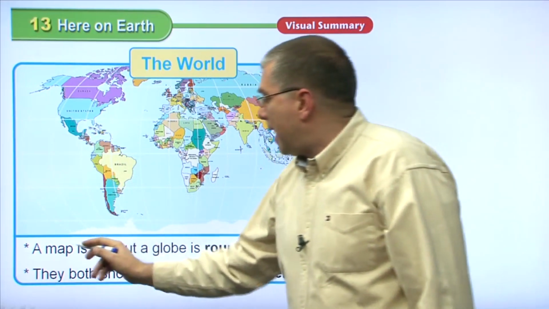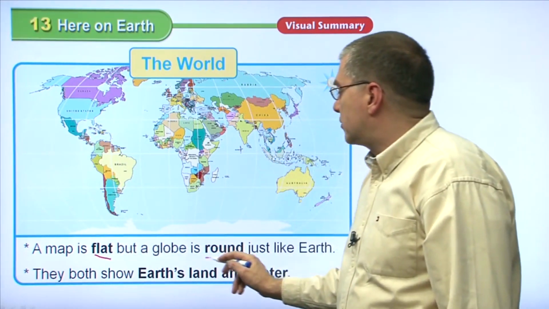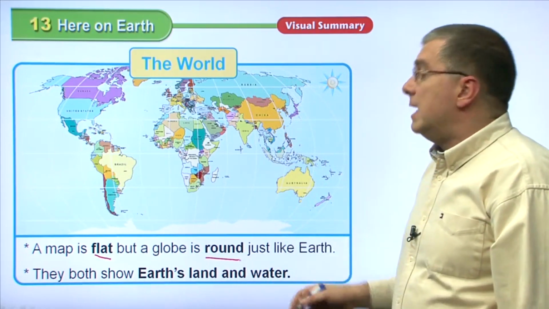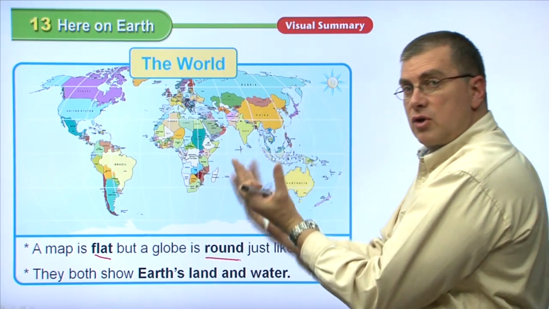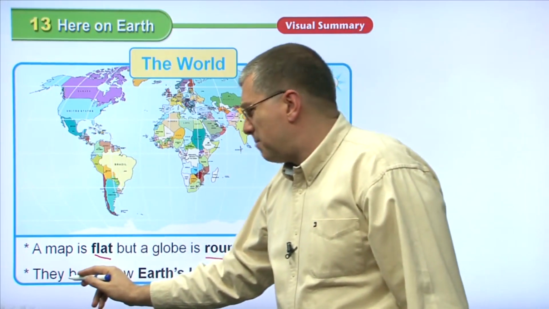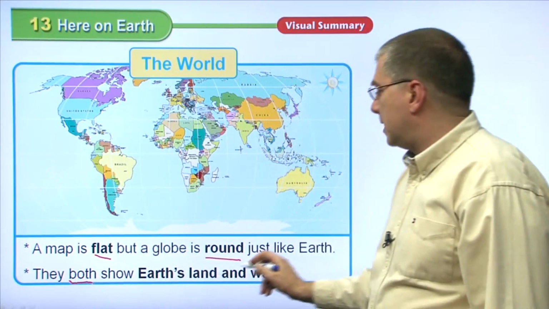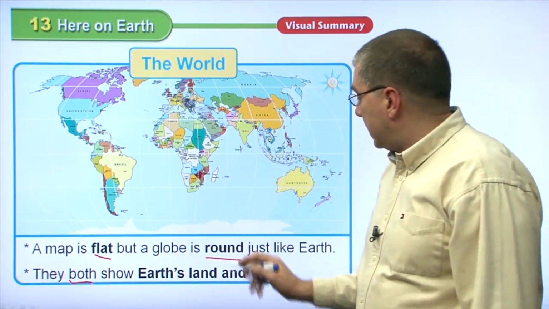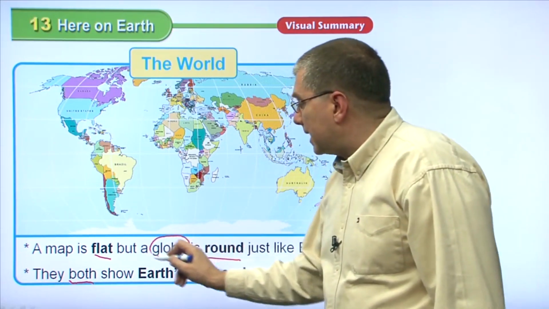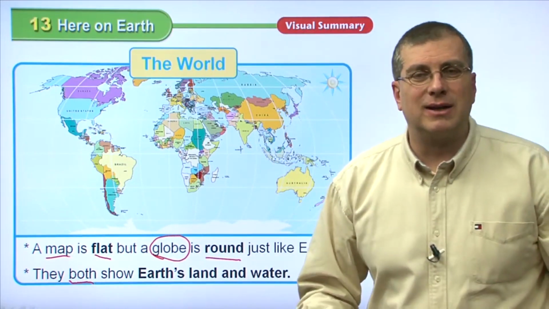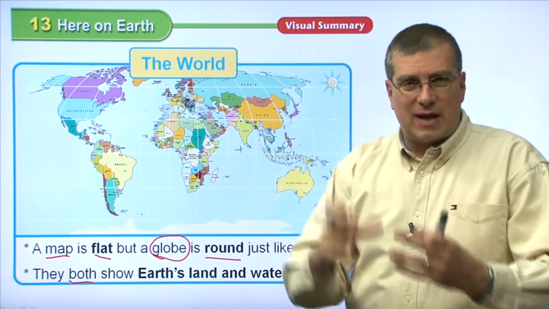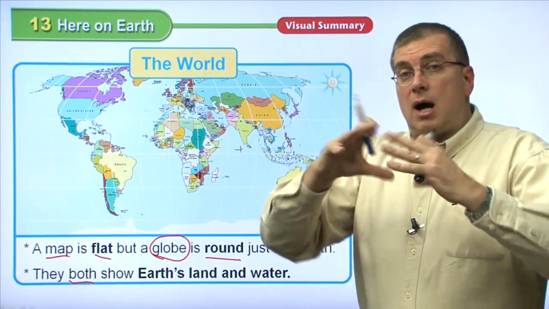So, a map is flat, but a globe is round, just like Earth. That's what I'm talking about. So we have a flat map and we have a round globe. They both show Earth's land and water. That's true. But a globe is better than a map because it's more accurate. It shows you exactly the size and the location on the globe.